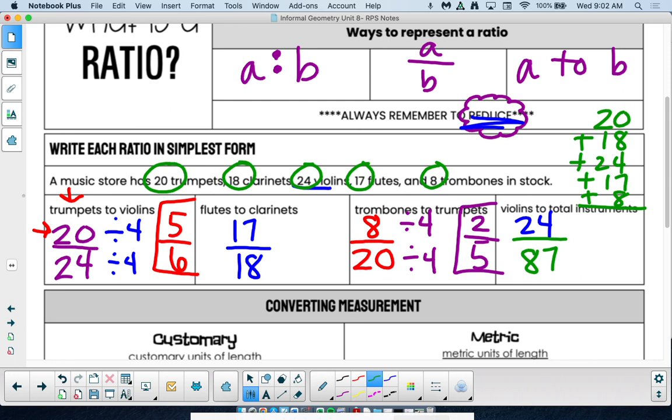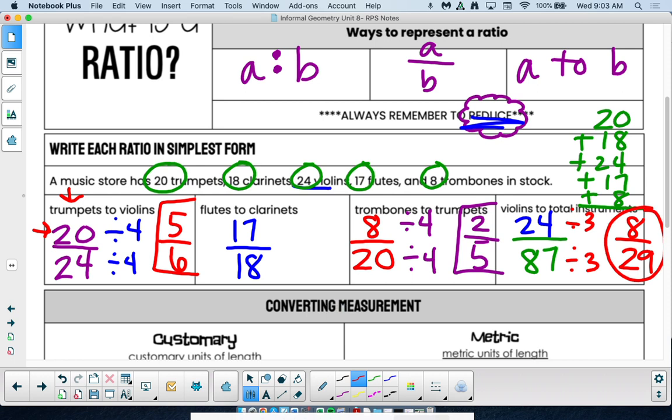24 over 87. Does that reduce? This one's kind of a hard one. It does. 3 goes into these, not that I expect you to know how to do this one, but good practice though. So 24 divided by 3 is 8. 87 divided by 3 is 29. So that is your final answer on that one.